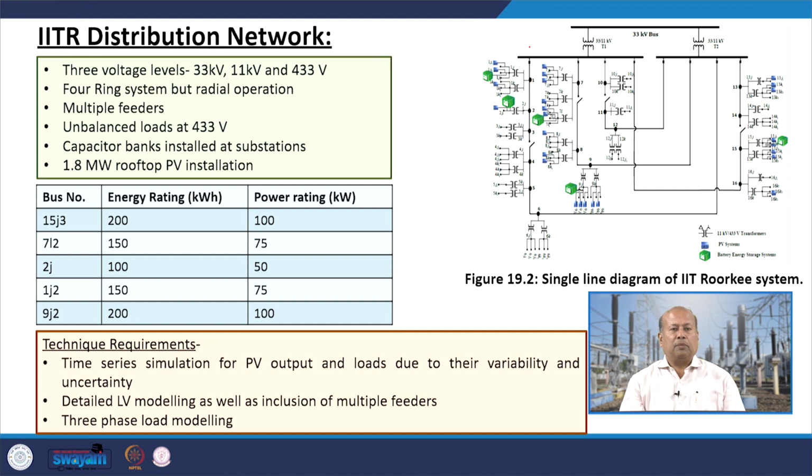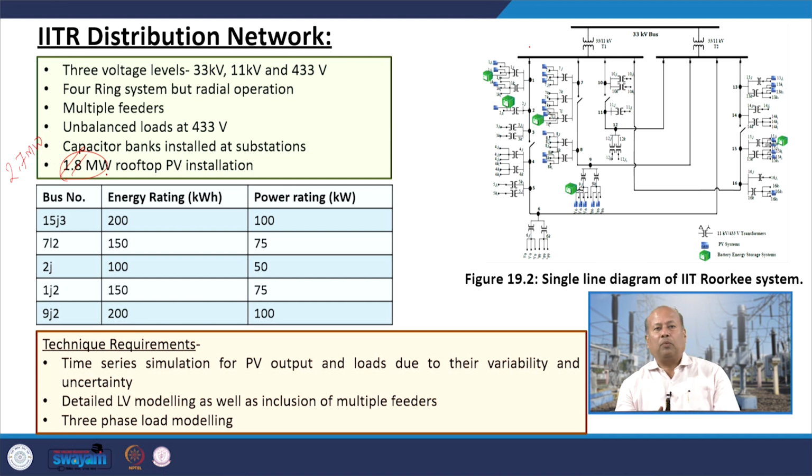The IIT Roorkee distribution network is a three-phase system with voltage levels of 33 kV, 11 kV and 433 volts. It has 4 ring systems but radial operation, multiple feeders, unbalanced loads at 433 volt, capacitor banks installed at substations, and 2.7 megawatt of rooftop PV installation. When we carried out the simulation, we assumed 1.8 megawatt because the PV rooftop solar has been integrated in the campus in 2 different phases.